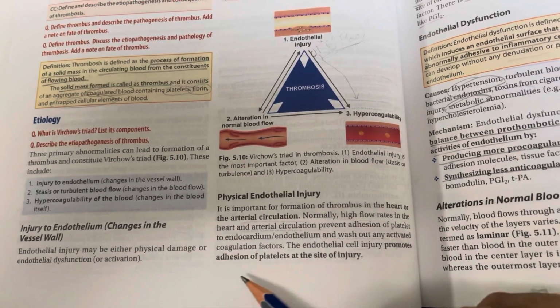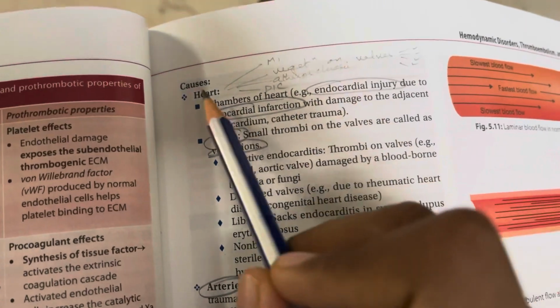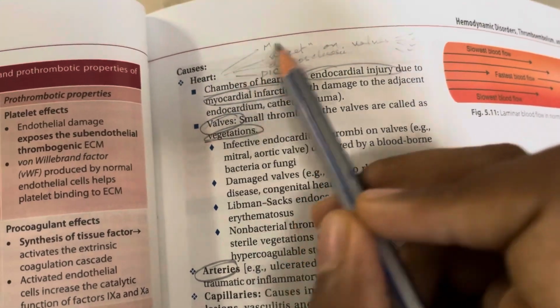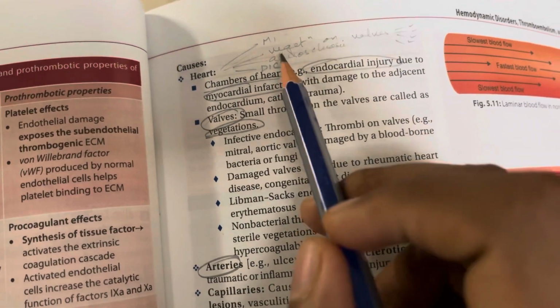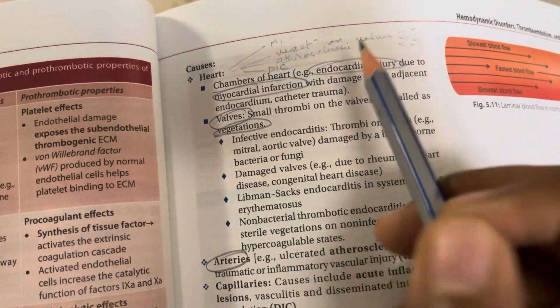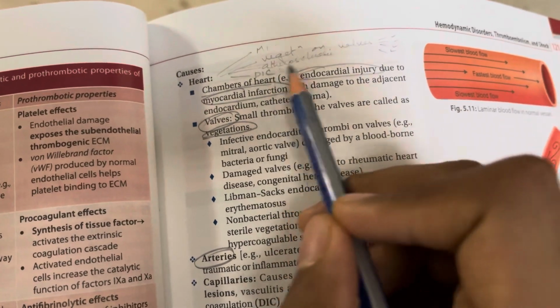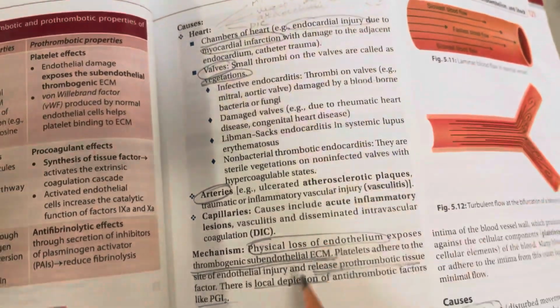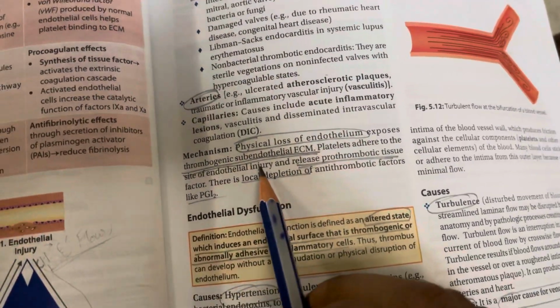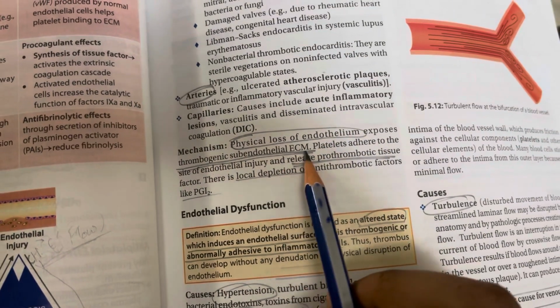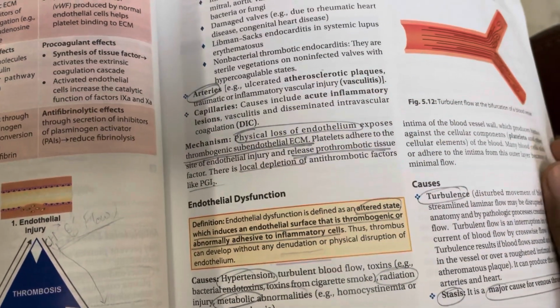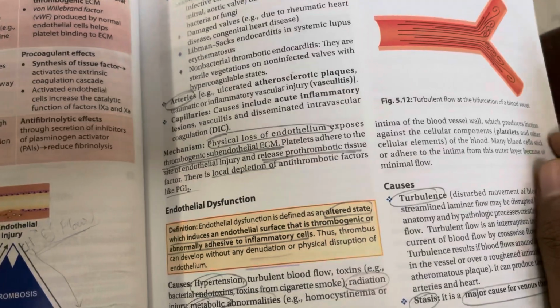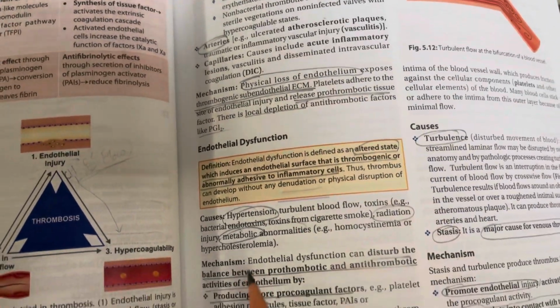Endothelial cell injury promotes adhesion of platelets at the site of the injury by exposing subendothelial collagen or von Willebrand factor. The causes of physical endothelial injury are MI, so direct infarction, and any vegetation on the valves that can also produce injury. Then arteries, they can cause atherosclerosis as a form of injury, and DIC from the capillaries. So mechanism: physical loss of endothelium exposes thrombogenic materials, they release prothrombogenic tissue factors, and there is local depletion of antithrombogenic factors like PGI2.